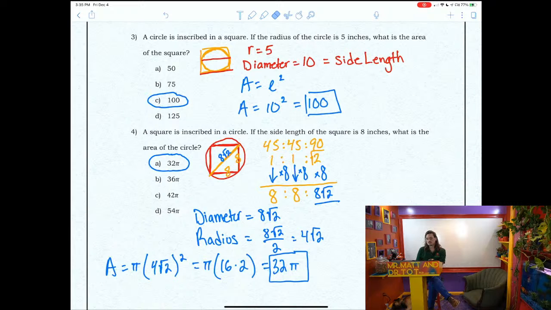If the radius of the circle is 4 root 2, then we can plug it into the area equation for a circle, which is pi r squared. So pi times 4 root 2 quantity squared is going to be pi times 16 times 2. 16 times 2 is 32, so we're going to have an answer of 32 pi. If you have any questions, then please let me know.